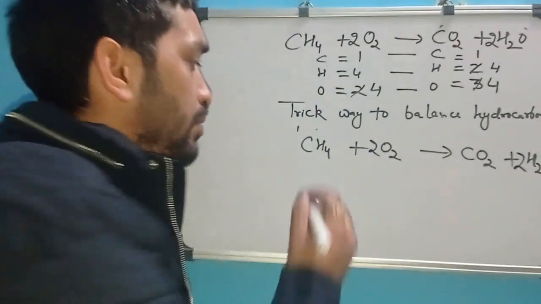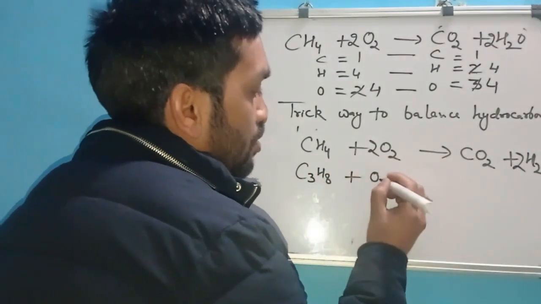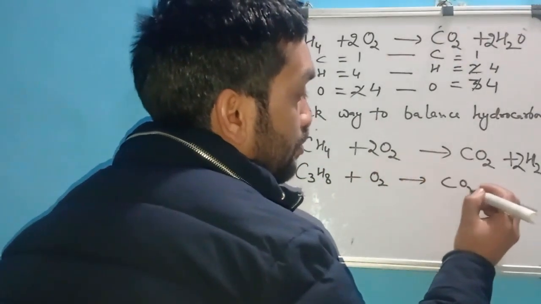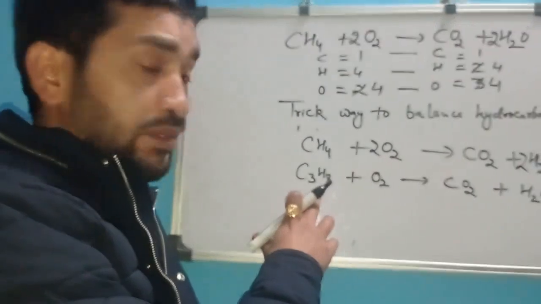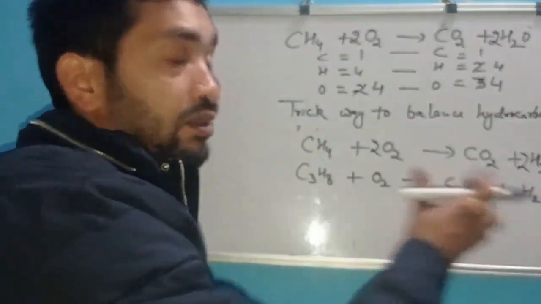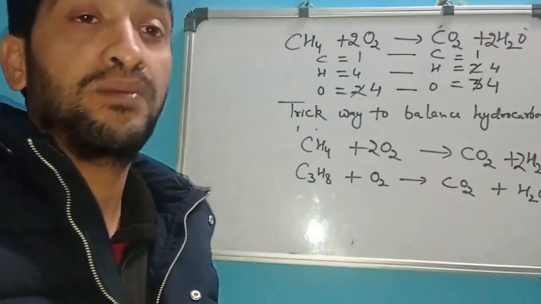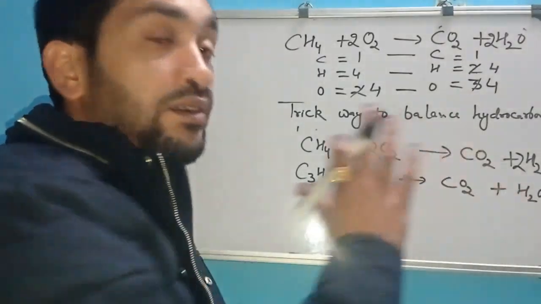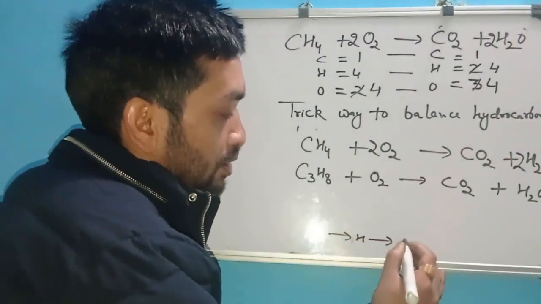Another example of hydrocarbon. Suppose C3H8 plus oxygen gives you CO2 plus H2O. Remember that whenever a hydrocarbon burns, it gives you these products only: carbon dioxide and water. In every case, whatever hydrocarbon you are burning, it will give carbon dioxide and water only. So the tricky way: first C, then H, then O.